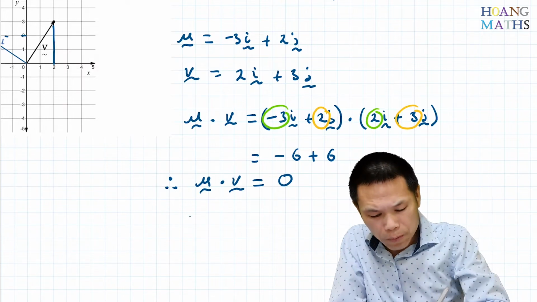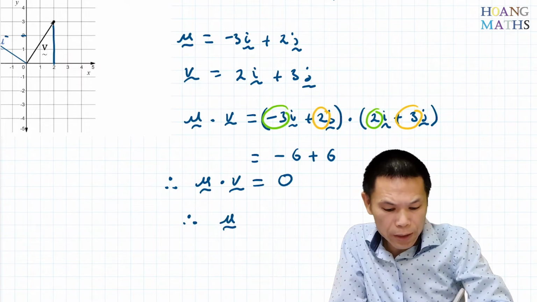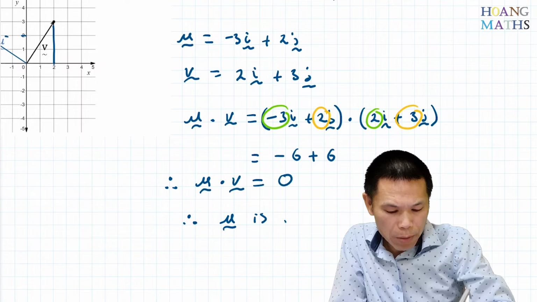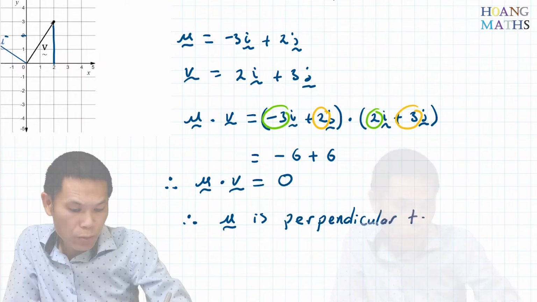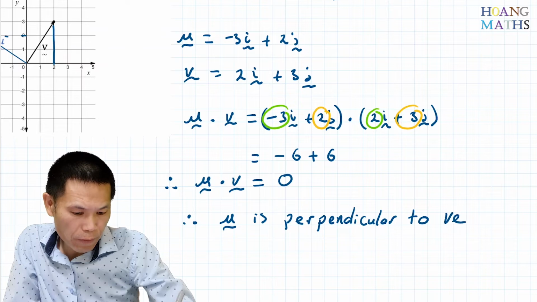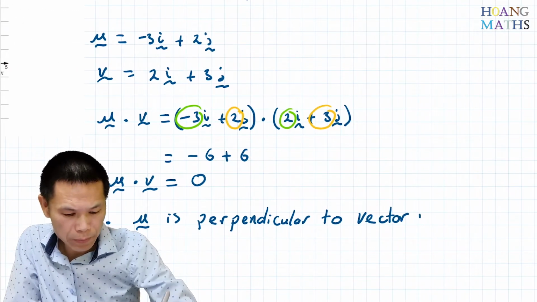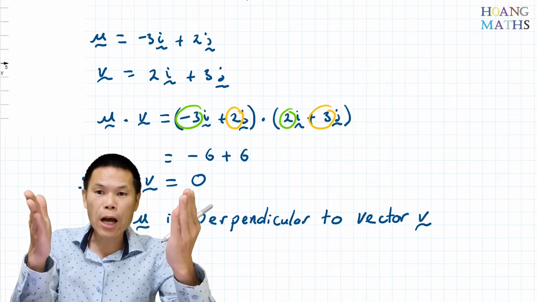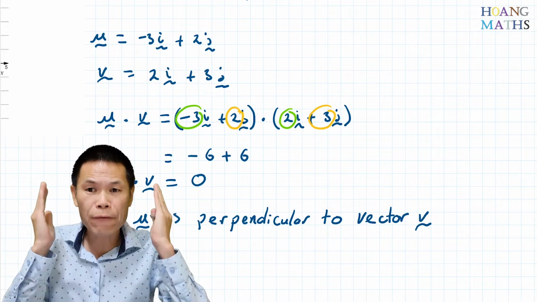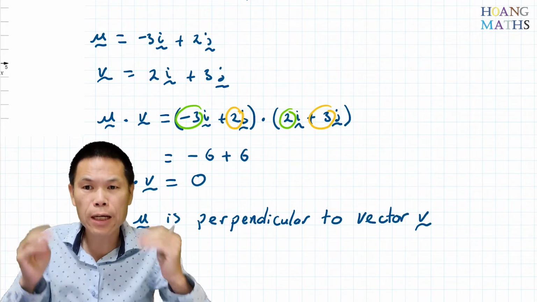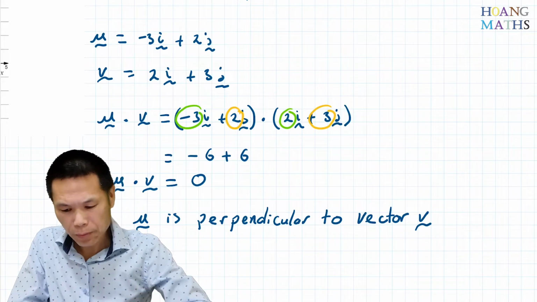So therefore, vector u is perpendicular to vector v. So there you go. If u dot v is equal to 0, this means that vector v is perpendicular to vector u. Okay, keep that in mind for me.